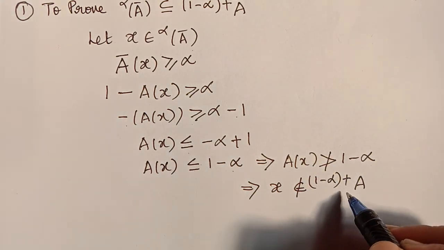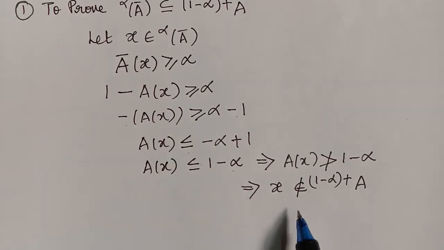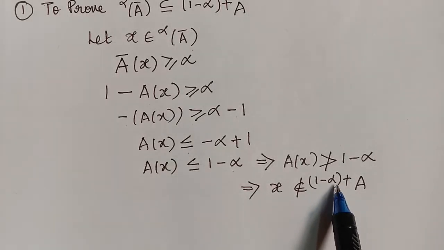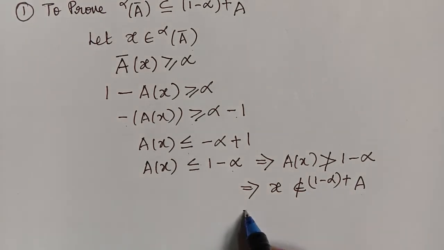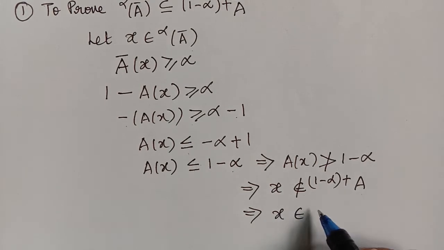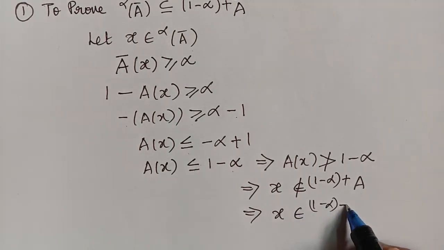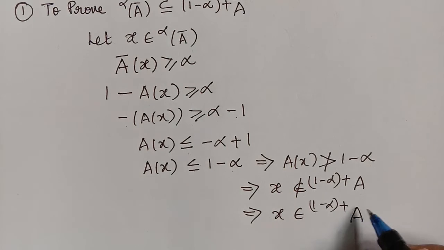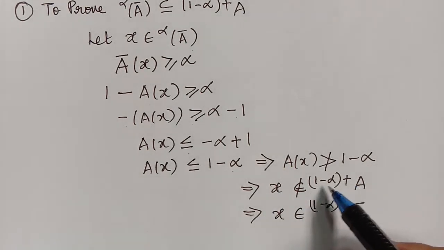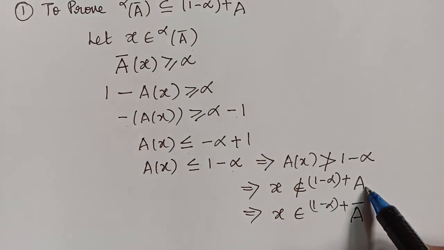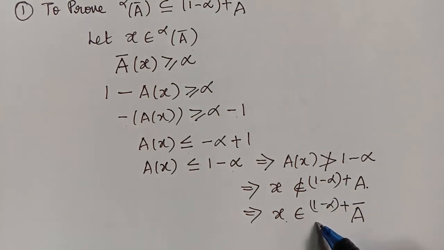So from this we can say that if x is not an element of the 1 minus alpha strong cut of A, then definitely it has to be an element of the 1 minus alpha strong cut of A bar, that is its complement. So if this is not in the 1 minus alpha strong cut of A, then it has to be an element of the strong 1 minus alpha cut of its complement A bar.